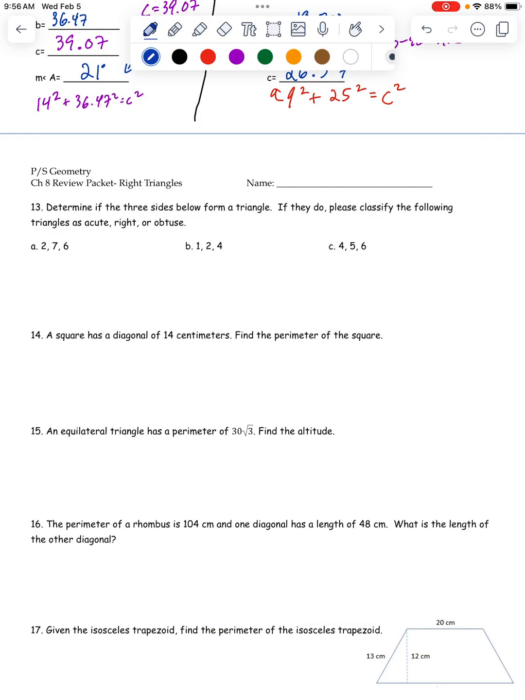Okay. Determine if the three sides form a triangle, part 1, and then part 2, if they do, classify them as acute, right, or obtuse. All right, to determine if they form a triangle, I have to add any two sides together and see if it's greater than the third side. So what do I mean?